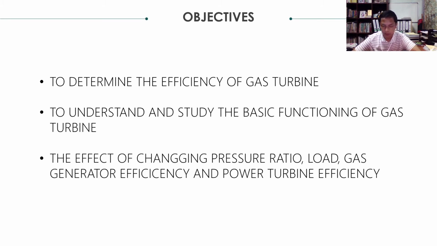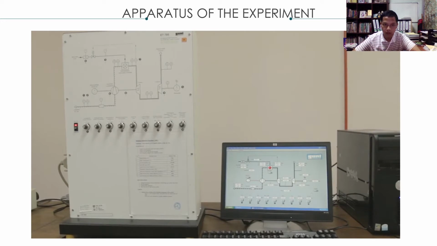The objective of the experiment is to determine the efficiency of the gas turbine, to understand and study the basic functioning of the gas turbine, and to understand the effect of changing pressure ratio, load, gas generator efficiency, and power turbine efficiency. So this is the apparatus of the experiment.